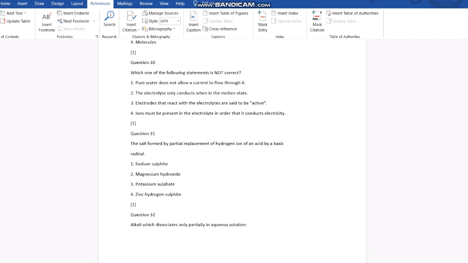Which of the following statements is not correct? Pure water does not allow the current to flow through it. This one is correct. Electrolyte only conducts when in the molten state. That is not fully correct, because an electrolyte can conduct in both the molten state and the aqueous state. Electrons that react with electrolytes are said to be active electrolytes. Ions must be present in an electrolyte in order for it to conduct electricity. That's right, ions must be present. So we have a doubt between 2 and 3.